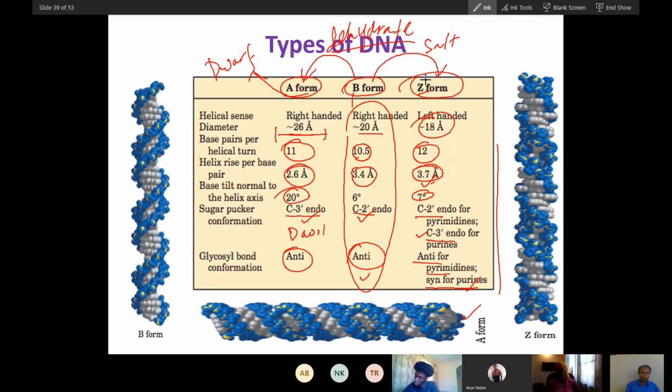I will ask a question from this. In which environment does B conformation take the form of Z form? And what is the configuration of pyrimidine and purine in Z form? What is the configuration of pyrimidine and purine in A form? A form is always anti, but in Z form it is anti for pyrimidine and syn for purine. So remember this part, puckering and glycosidic.